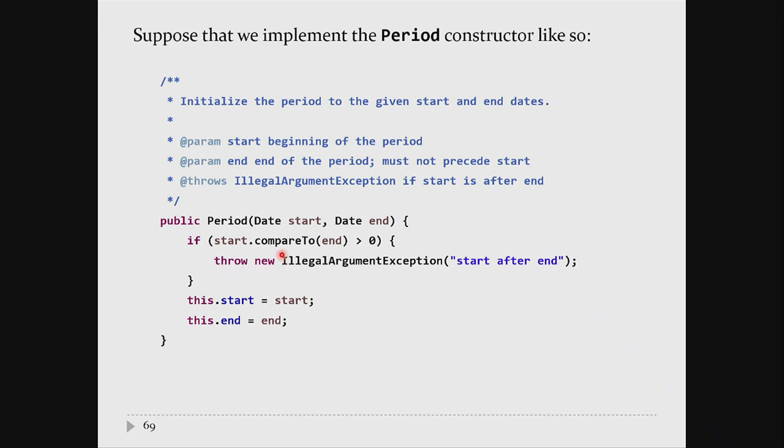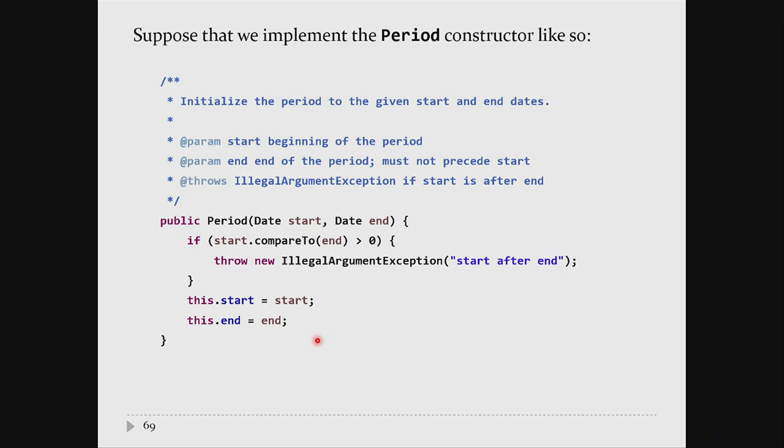How do you compare two Date objects? Well, how do you compare any two objects in Java? You're probably going to use compareTo. So start.compareTo(end), if it's greater than zero, that means that start is greater than end. In other words, the start time is after the end time. So we throw an exception. And then I write this.start = start, and I write this.end = end.